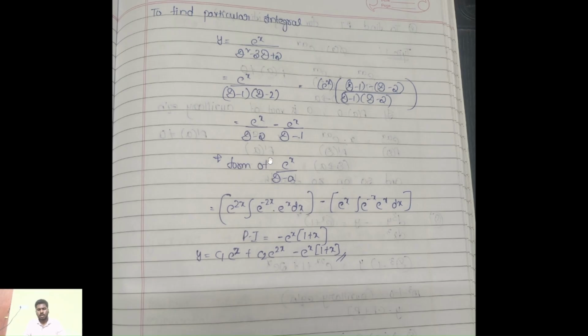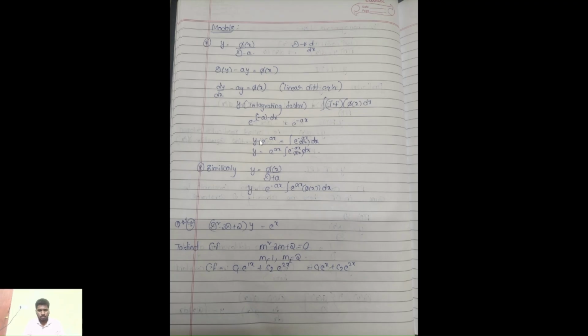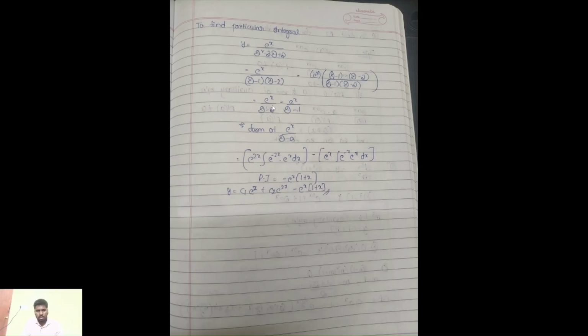So it is in the form of e power x by (D minus a). I showed in the previous slide we have a formula for phi of x by (D minus a). Here phi of x is nothing but e power x. A is nothing but, in the first one, a is 2 and in the second one, a is 1. So we can get the particular integral directly. So the solution of the given non-homogeneous linear differential equation is CF plus PI. That's it.